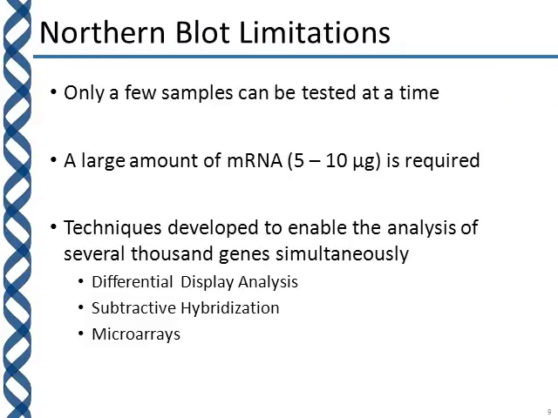There are certain limitations to Northern blot analysis. Only a few samples can be tested at one time. A large amount of messenger RNA is required, anywhere from 5 to 10 micrograms of RNA. To address these limitations, several techniques have been developed to enable the analysis of several thousand genes simultaneously. These include differential display analysis, subtractive hybridization, and microarrays.